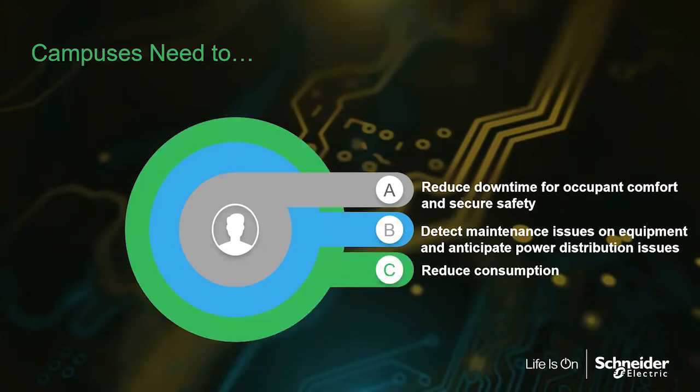And ultimately, you want to reduce consumption. With being such a large site, a university campus will draw a lot of power from the grid. And with a big focus on sustainability and reducing our carbon emissions, we want to minimize this consumption.